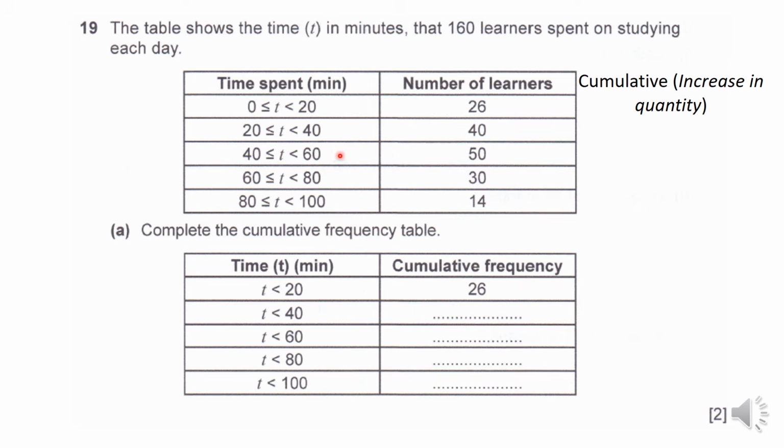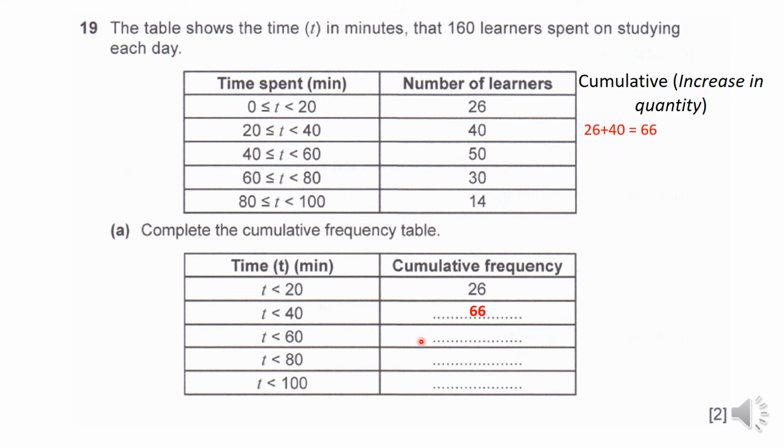Then the learners who spent between 20 minutes and 40 minutes, less than 40 minutes, were 40, and learners who spent 40 to 60 minutes were 50, and so on. Now, something else, as it accumulates, we add them. So, for example, if I want to say how many learners actually spend less than 40 minutes, it has to be the 26 learners here plus the 40 learners there.